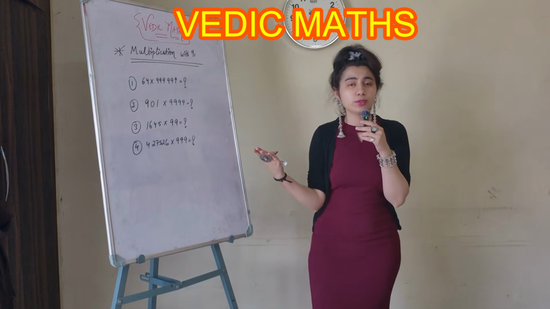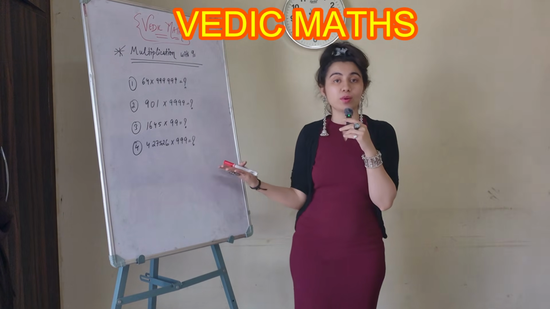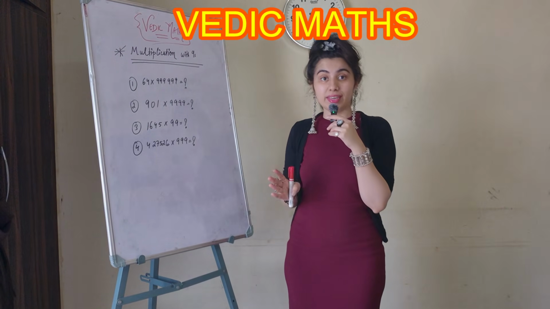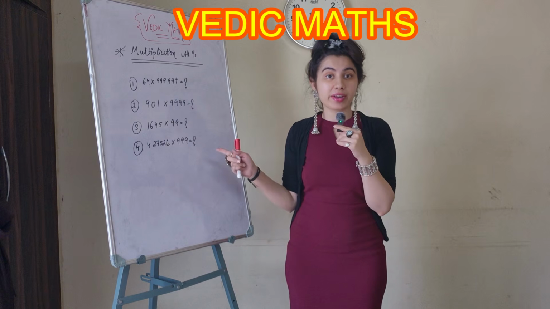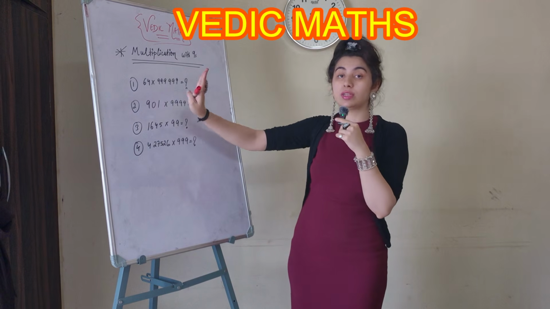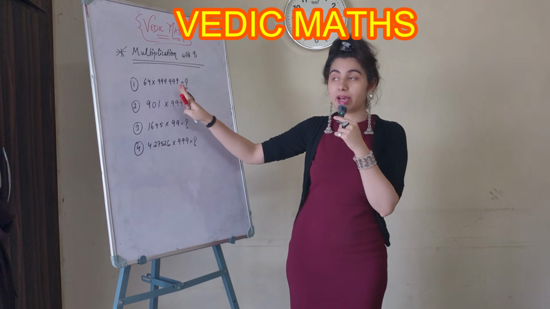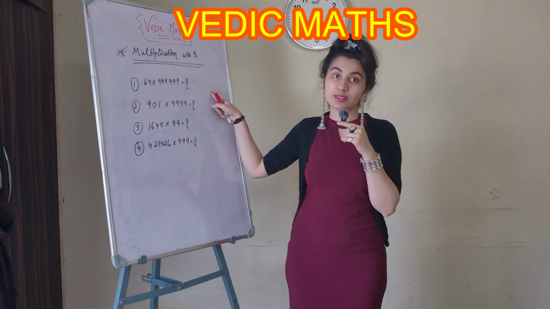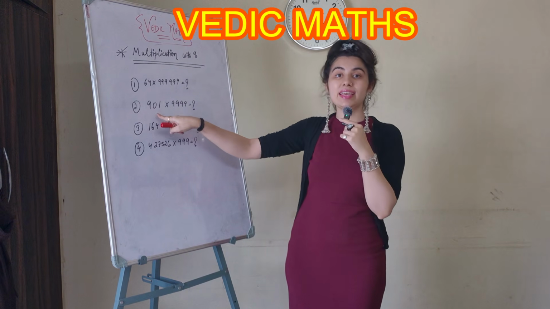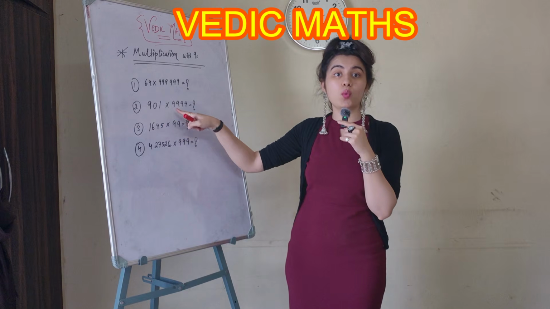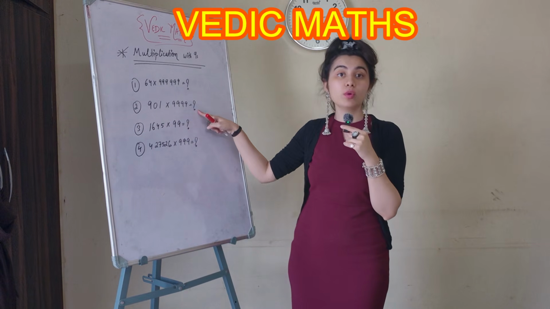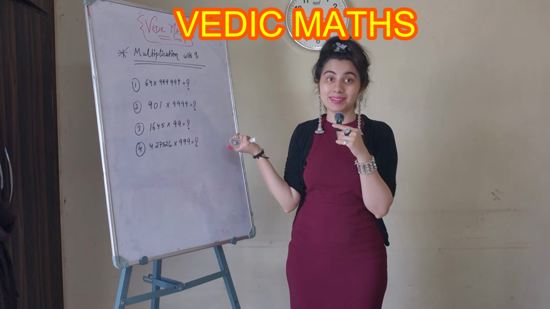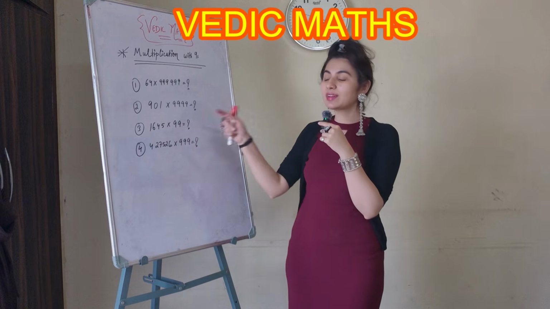So moving on to your homework and the questions for today. For your homework, the questions are: first one, 64 multiplied by 6 times 9. What's the answer? Write it down. Second is 901 multiplied by 4 times 9. What's the answer?